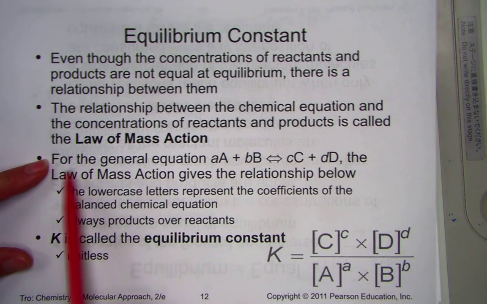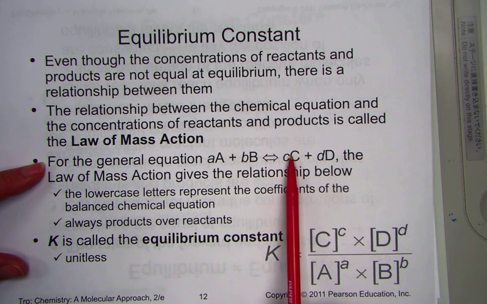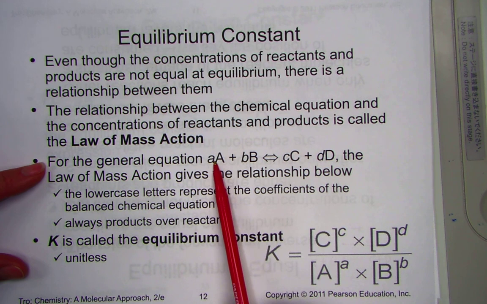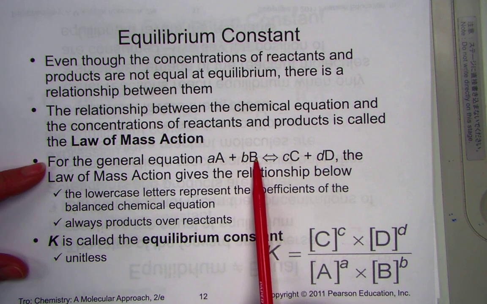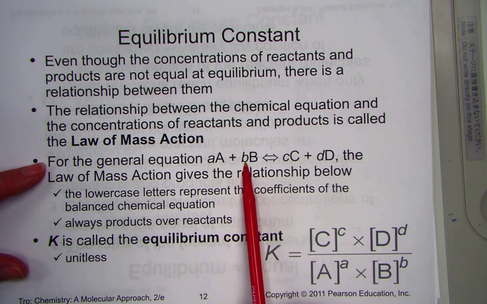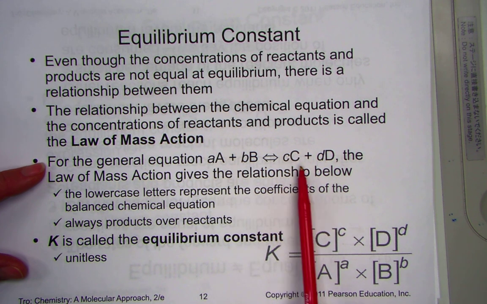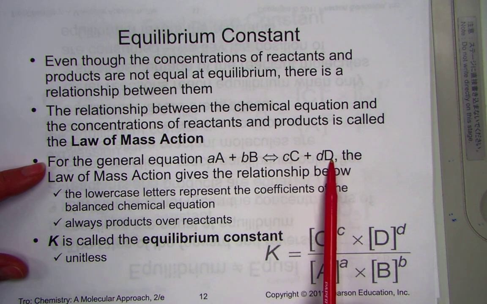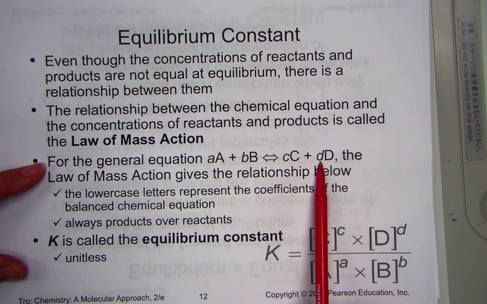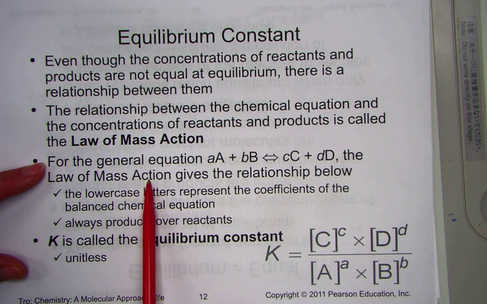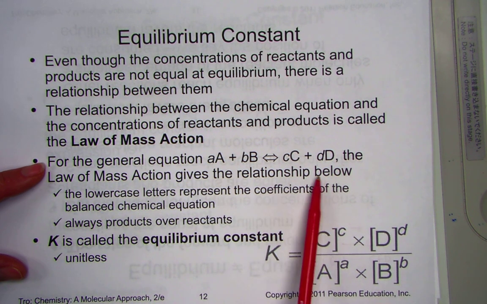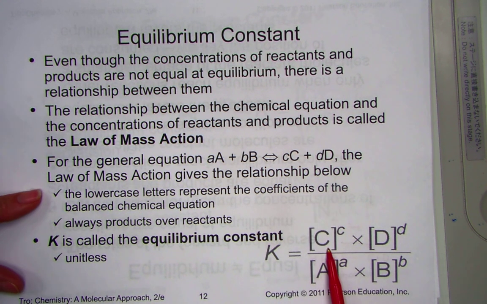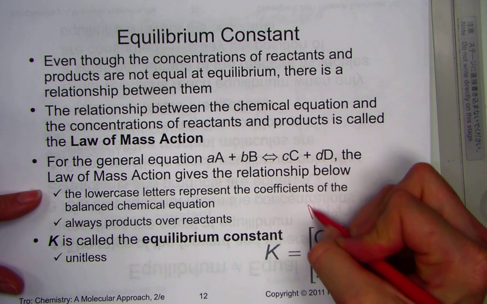In general, for the equation A plus B forming C plus D, capital A and capital B are our reactants, little a and little b are their coefficients. Capital C and capital D are our products, with little c and little d as our coefficients. The law of mass action is an expression that gives the relationship below. The concentration, that's what these brackets mean, is in molarity units.